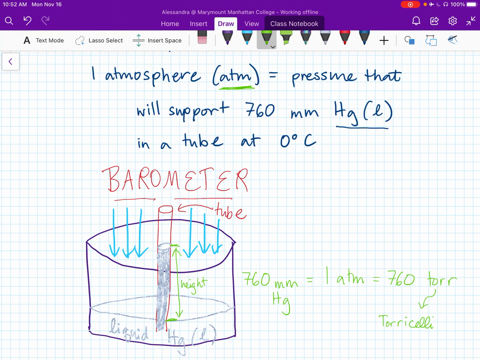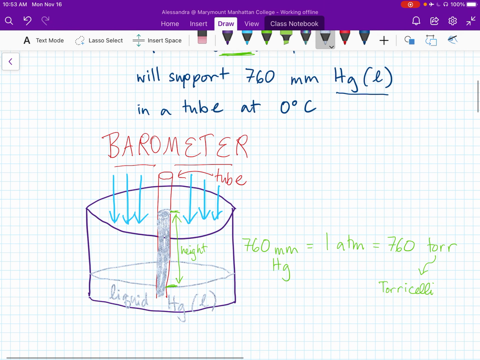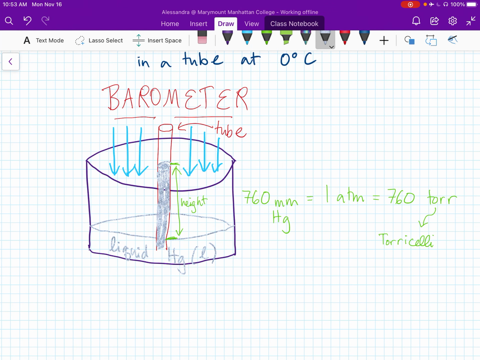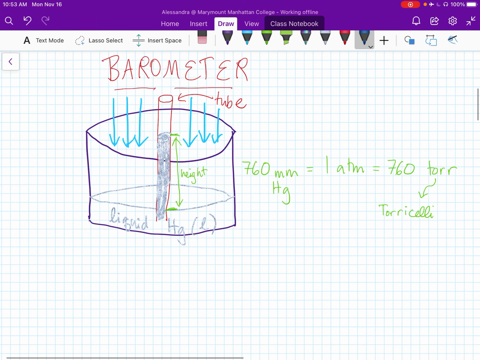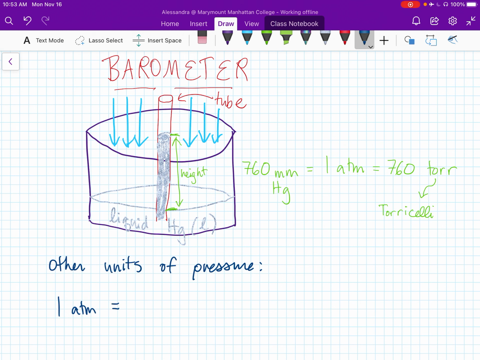So once again, the barometer works because the gas molecules collide with the liquid mercury and push it up that tube. And then you measure the height that it gets pushed up in millimeters of mercury, and that gives you the pressure of the air. So there are, like I said, many different units of pressure. So let's talk about other units of pressure. You should be able to interconvert between them. Most of the time, we're going to use the atmosphere.